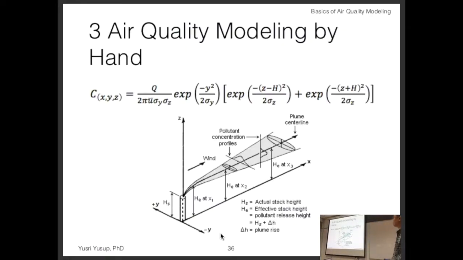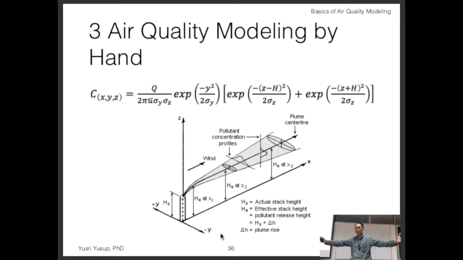So this is the basic equation. Can you guess it? Concentration at point x, y, z, the coordinate, is equal to Q, the emission rate, not concentration, emission rate, okay? Over 2, which is a constant, pi is a constant, U is wind speed, U or U bar, and the unit is meter per second. Sigma y is the lateral dispersion, the standard deviation laterally.